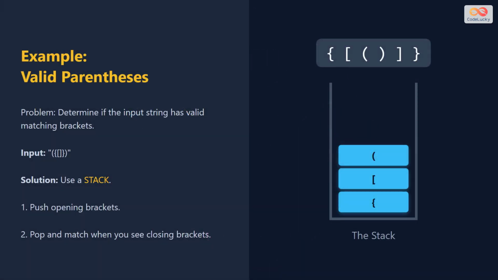Let's look at a classic example, valid parentheses. The goal is to ensure every opening bracket has a matching closing bracket in the correct order. The best tool for this is a stack. You push opening brackets onto the stack, and when you see a closing bracket, you pop from the stack to see if it matches. It is a perfect example of using a specific data structure to solve a logical rule.